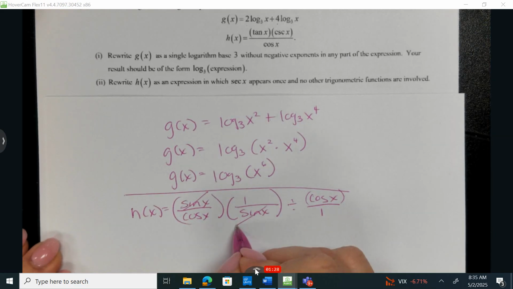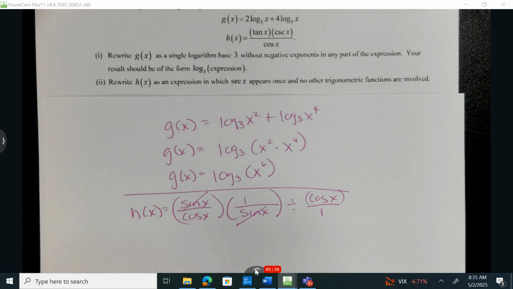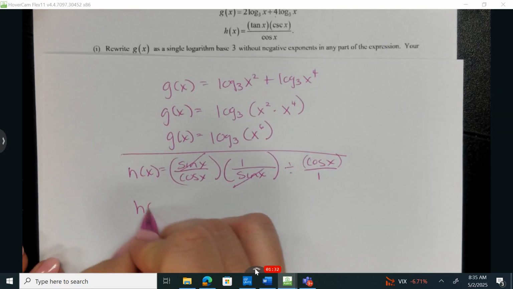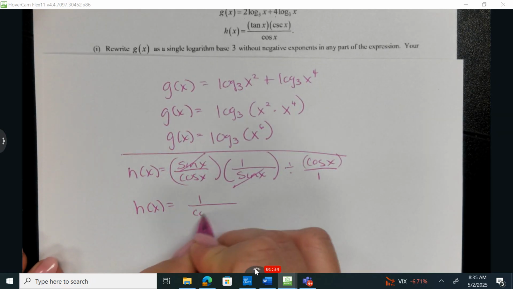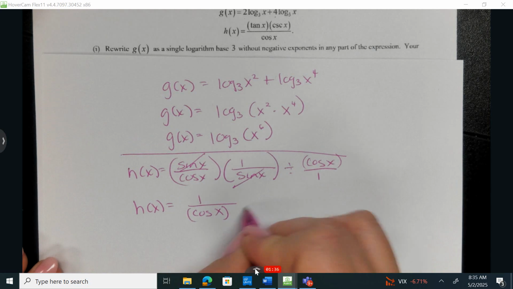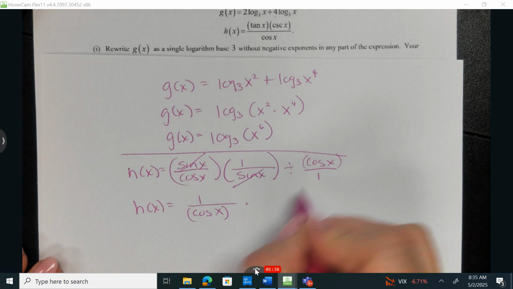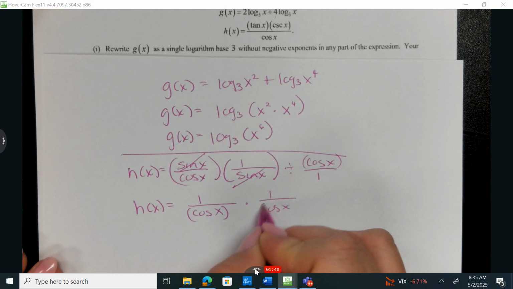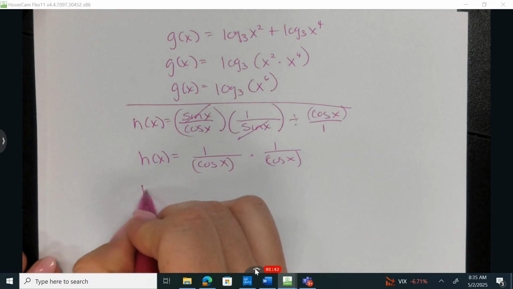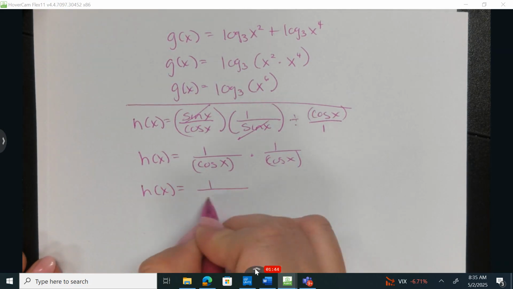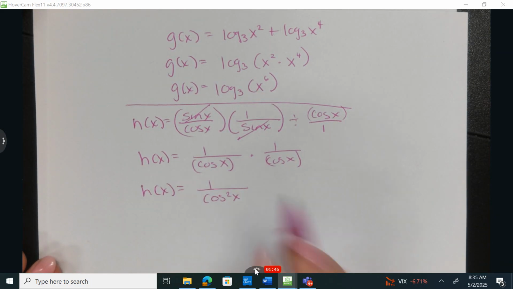We can see that the sines, oftentimes I hear kids say canceling out. Remember, it's just going to reduce to 1. So I have 1 over the cosine of x. Division turns to multiplying, and then I take the reciprocal of the second fraction. Now as I multiply straight across, I end up with 1 over cosine squared of x.